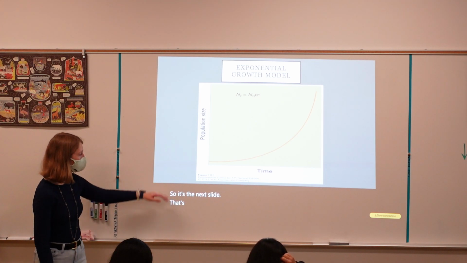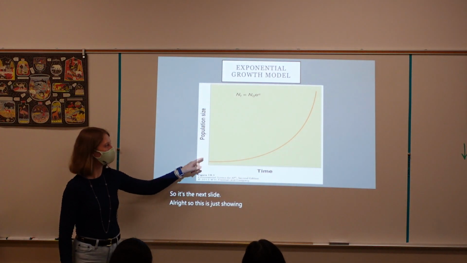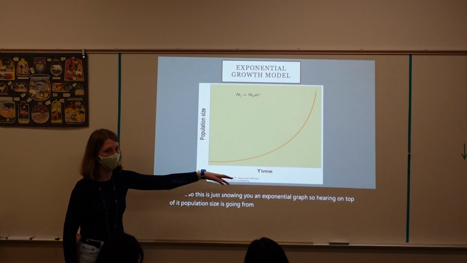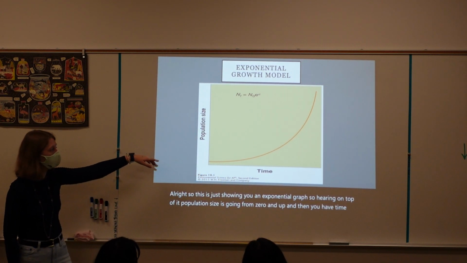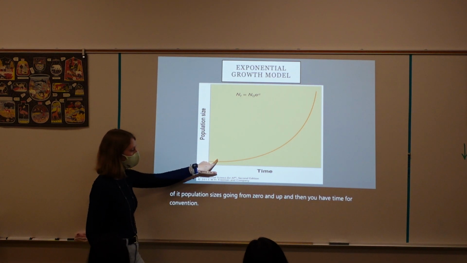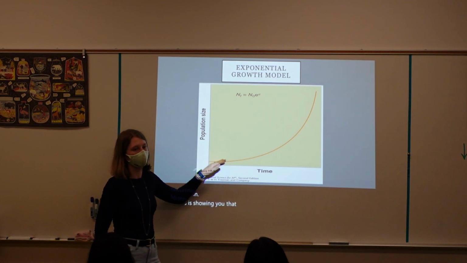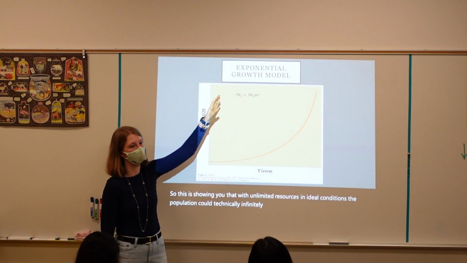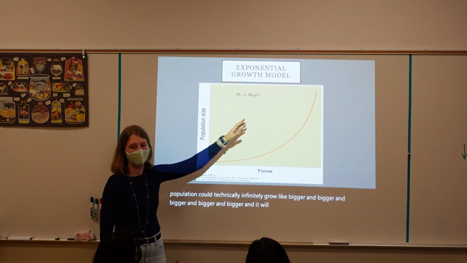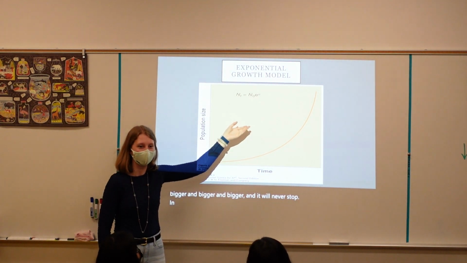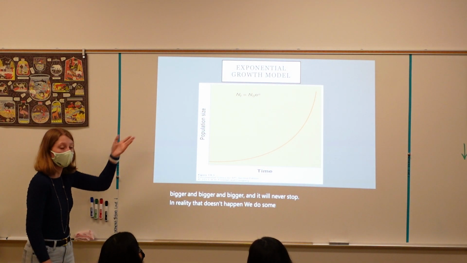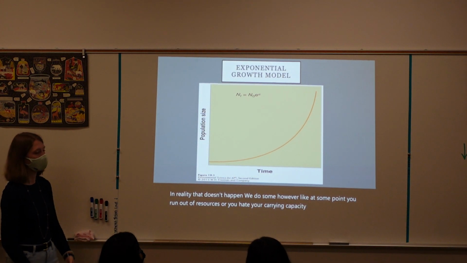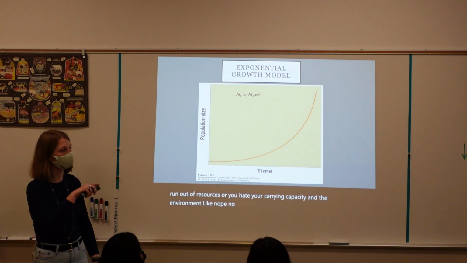Alright, so this is just showing you an exponential graph. So here you have population size going from 0 and up, and then you have time for convention. Okay? So this is just showing you that with unlimited resources and ideal conditions, the population could technically infinitely grow, like bigger and bigger and bigger, and it will never stop. In reality, that doesn't happen. At some point, you run out of resources, or you hit your carrying capacity, and the environment's like, nope, no more.